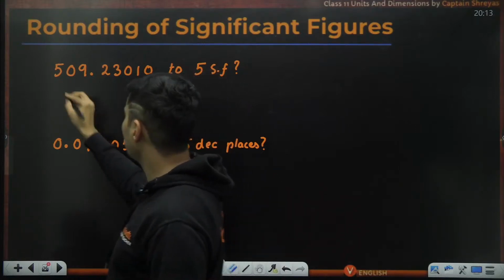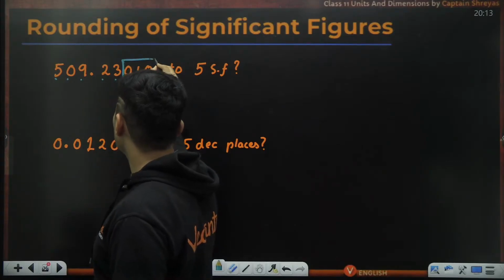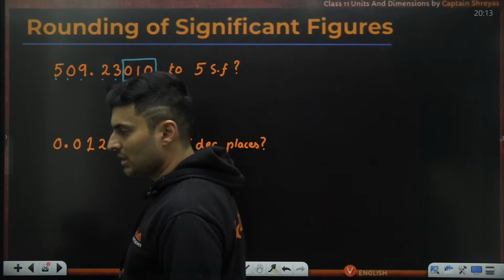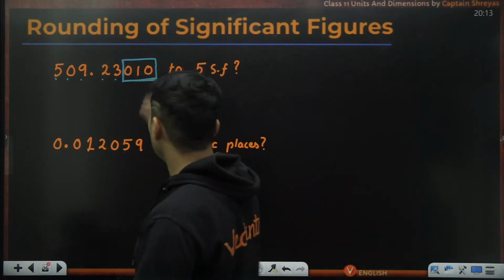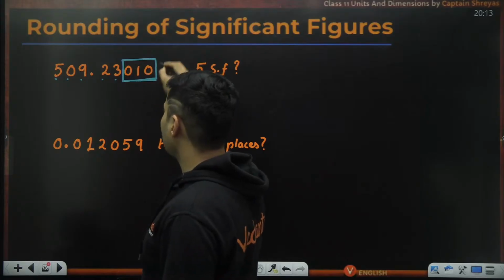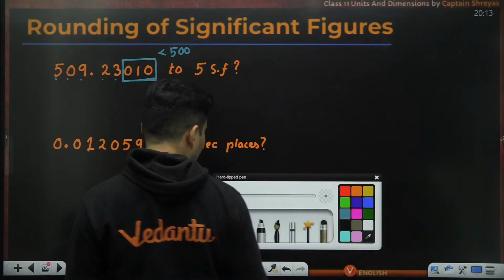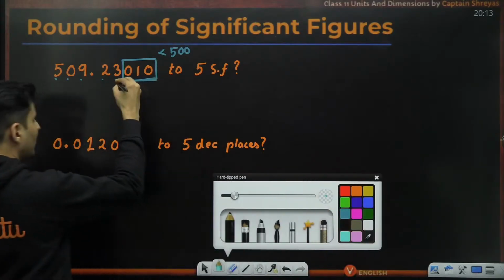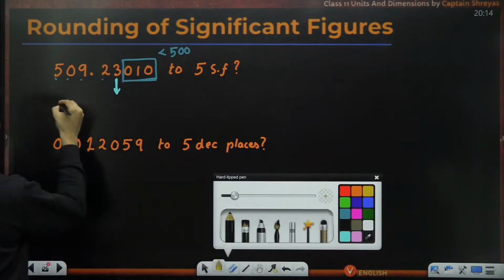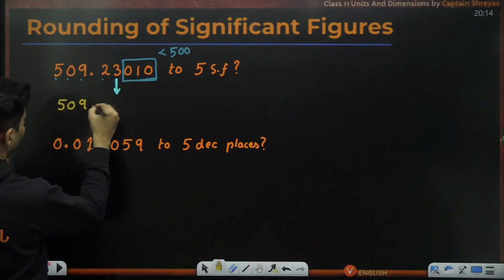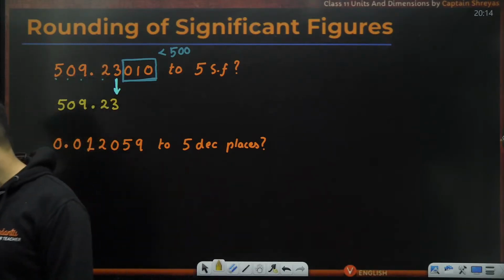5 significant figures means this. So I need to get rid of this guy. Now, when there are 3 digits to be removed, what will you do? You will compare it with the number 500. So 010 is less than the number 500. If it is less than 500, the previous digit will go as it is. Hence, it will be rounded off to 509.23 only. Is that making sense, everyone?